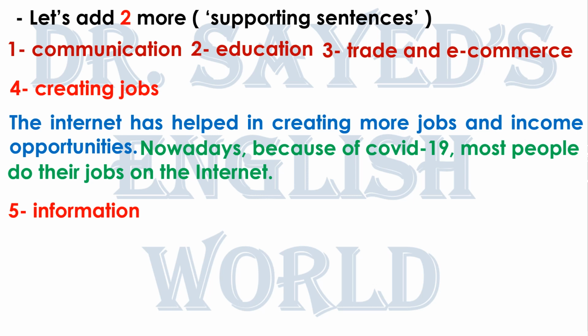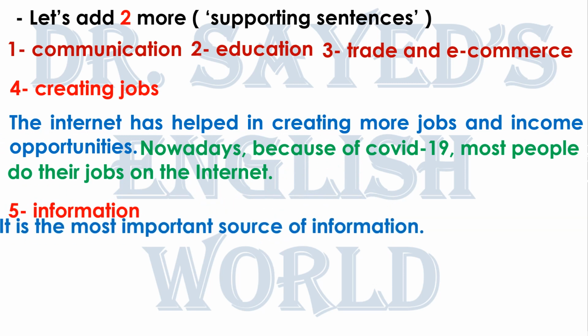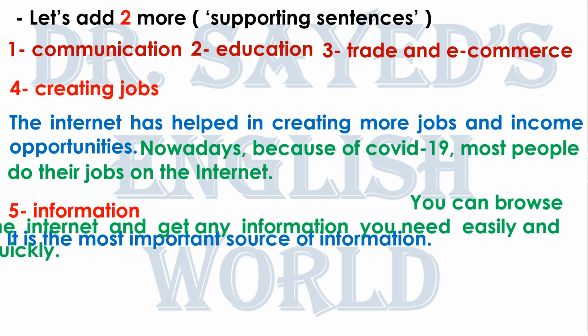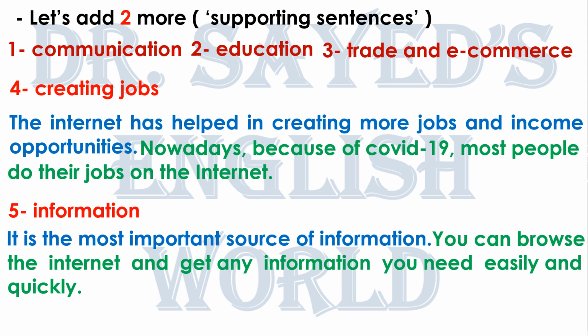هنضيف النقطة الخامسة وبرضه هنضيف لها جملتين. It is the most important source of information. It refers to the internet. Okay, and the second sentence, you can browse the internet and get any information you need easily and quickly. So we added 2 more points with 2 more sentences for each point. طبعا احنا أضفنا نقطتين. Number 4 creating jobs, وطبعا أضفنا معها جملتين. And number 5 information, وطبعا أضفنا معها جملتين كمان.